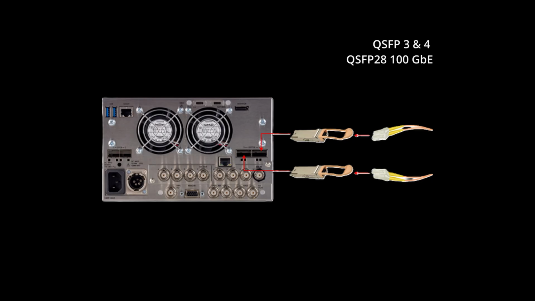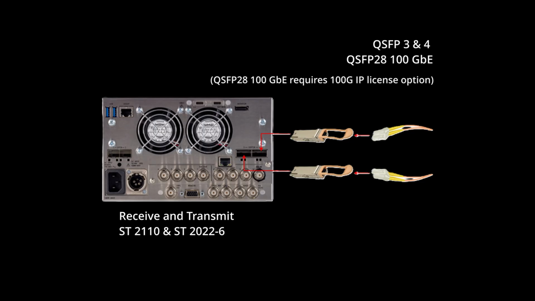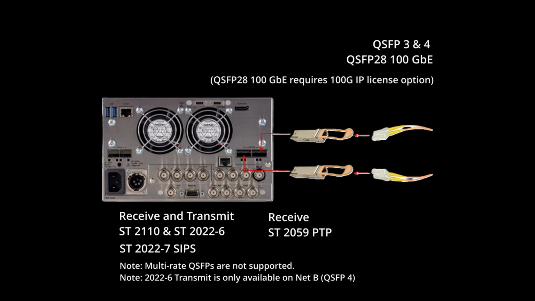100 gig QSFP connections are supported using a software license option and 100 gig QSFP modules when plugged in to QSFP slots 3 and 4. You can receive multiple streams using ST2110 or ST2022-6. 2022-7 seamless switching mode is also supported. You can also receive a single active PTP reference feed into any of the SFP interfaces as the system reference. Note multi-rate QSFPs are not supported, and 2022-6 transmit is only supported on NetB QSFP4.